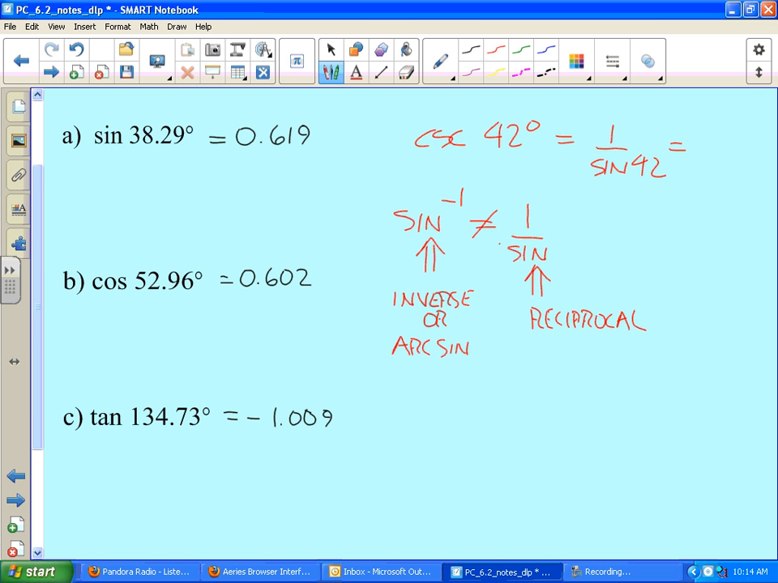What'd you get? If we're talking about 42 degrees, I would be in degree mode, which is probably already the default. 1.494. Here's what Jen read, 1.494. You guys get that? So this equals 1.494. And that would be the case for secant and cotangent. I do 1 over my value, and then there's my answer.